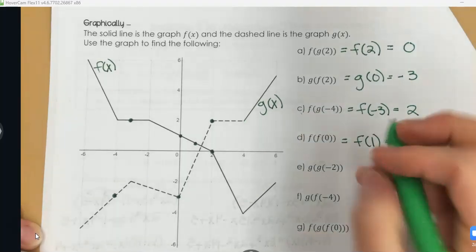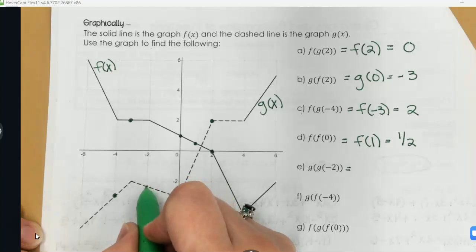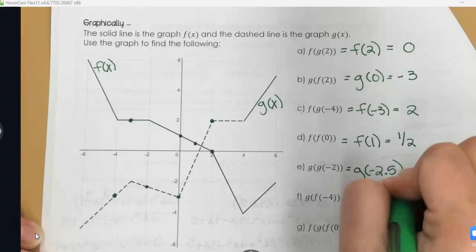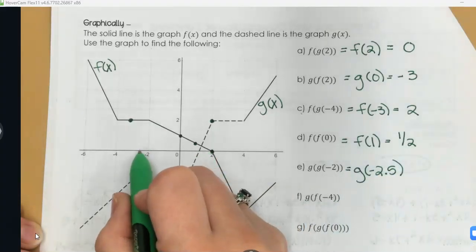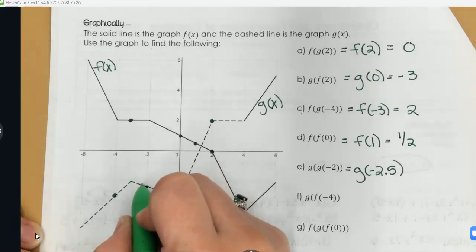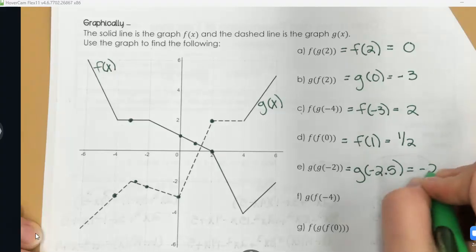g of -2, so starting with g of -2, down here that is kind of at -2.5. So if I want to find g of -2.5, I would go here, and I'm going to call that pretty close to -2. That one's not perfect.